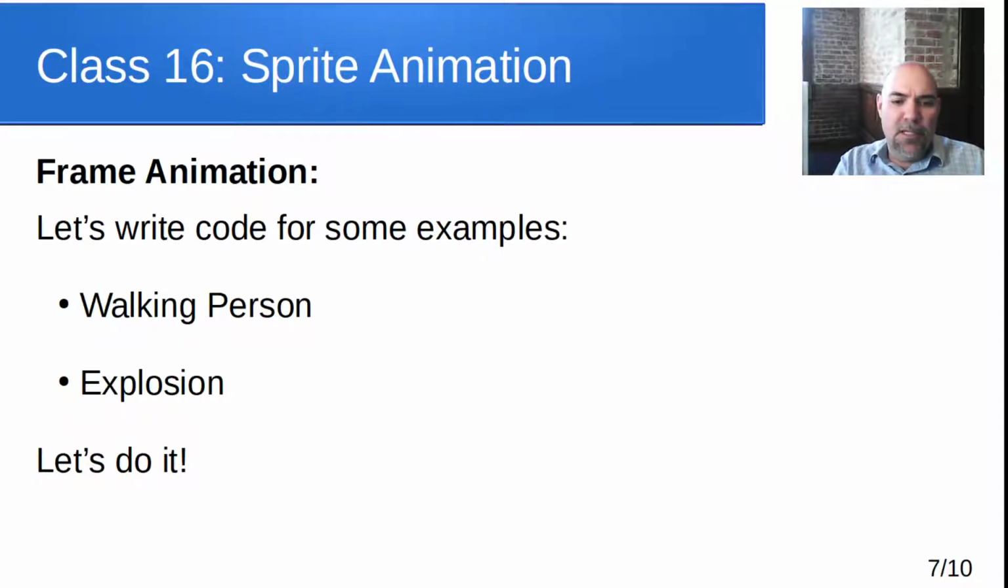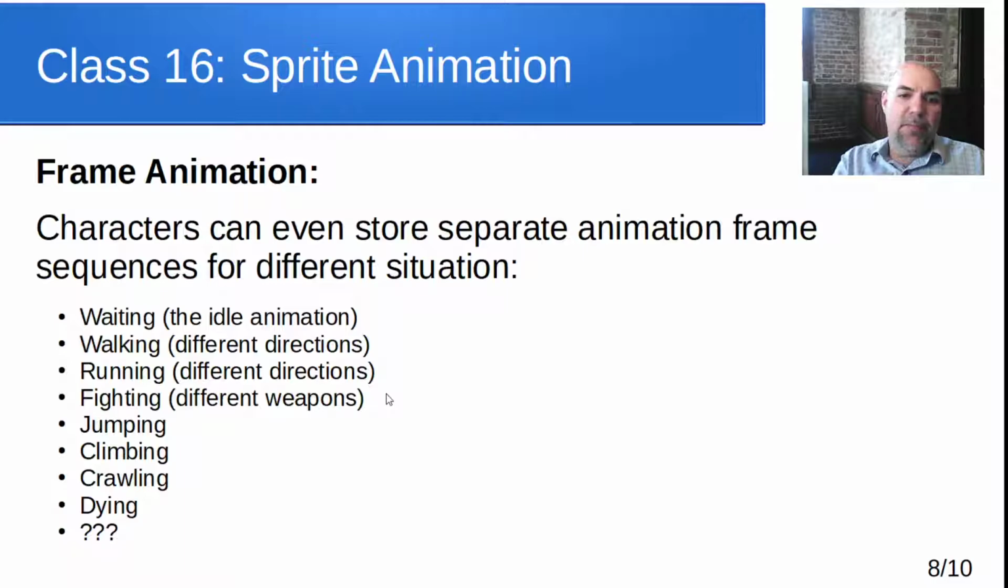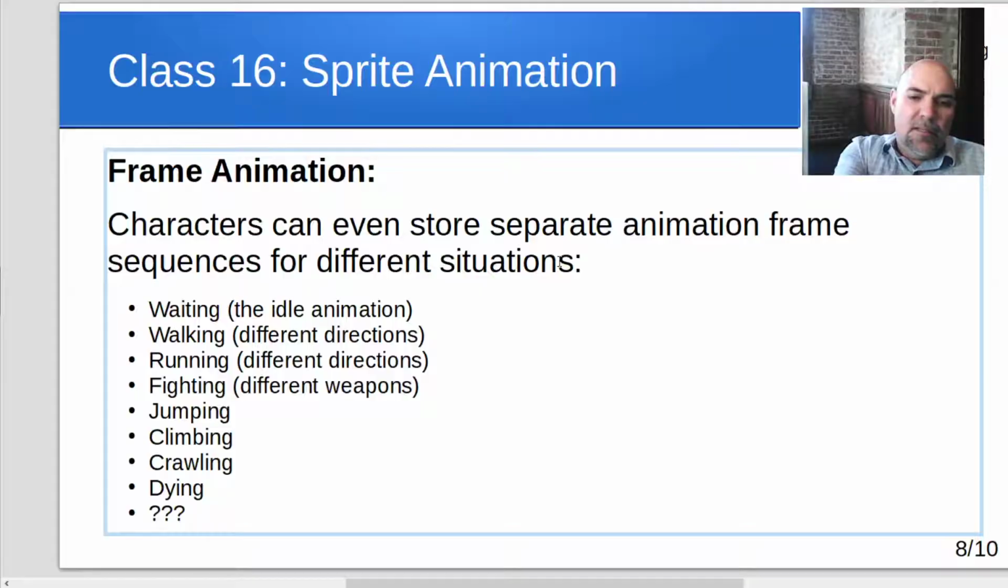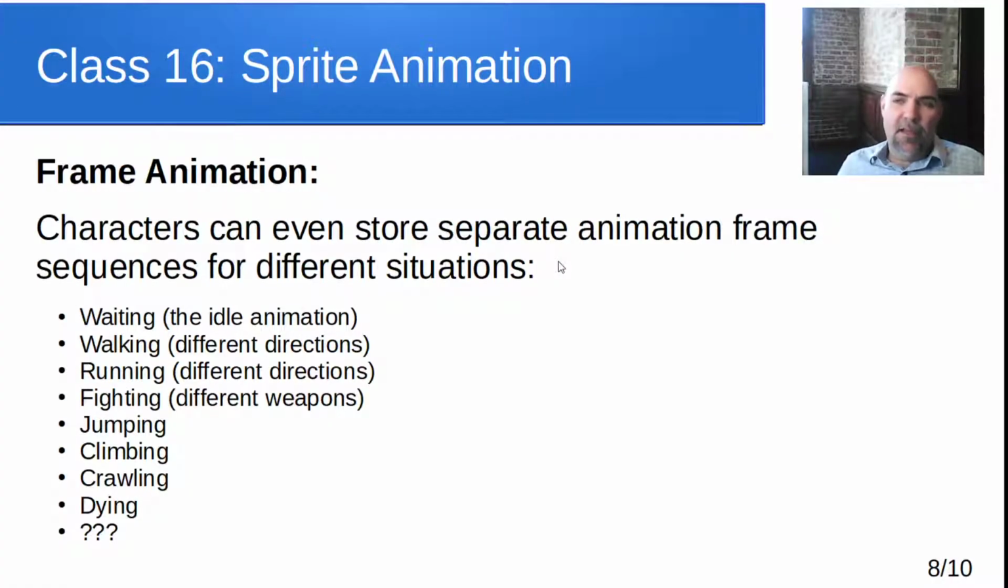We did those two examples. We're all done with that. We did the walking, we did the exploding. Now, characters can store separate animation frame sequences for different situations. That means things like waiting, the idle animation where they're sitting there looking bored, shifting from side to side. Walking versus running often look different. Fighting with different weapons.